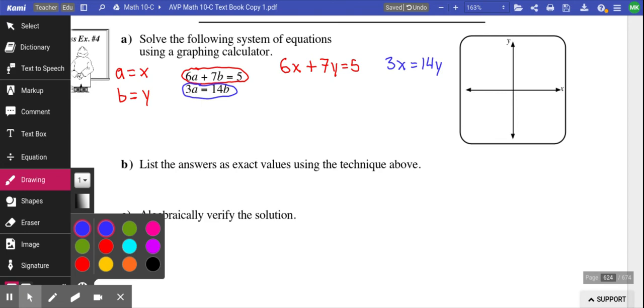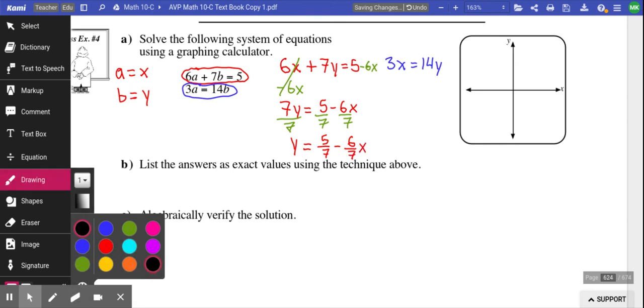I want you to pause the video right now, see if you can get y by itself, see if you can graph it. Awesome. Hopefully you did that. To get y by itself in the first one, we're going to move that 6x to the other side. So I have 7y equals 5 minus 6x. And then I'm going to divide by 7. That gives me y equals 5 over 7, because that's a decimal, we leave it like that, and 6 over 7 x.